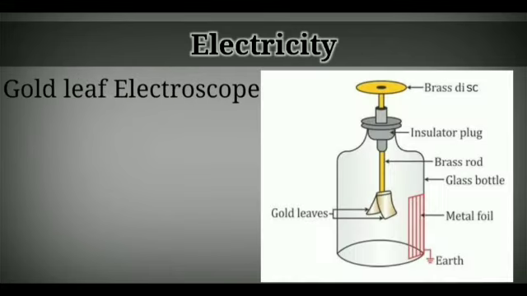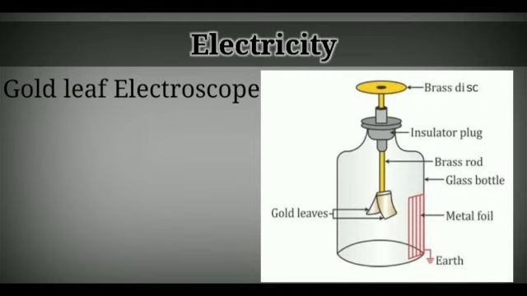Next, the gold leaf electroscope. The gold leaf electroscope was developed in 1787 by a British scientist named Abraham Bennett. Gold and silver are used in the electroscope because they are the best conductors of electric current.